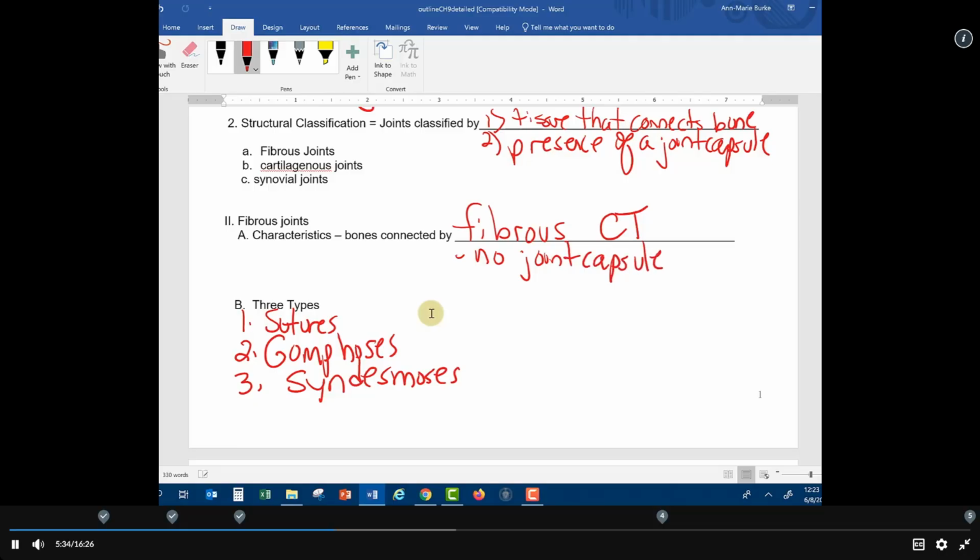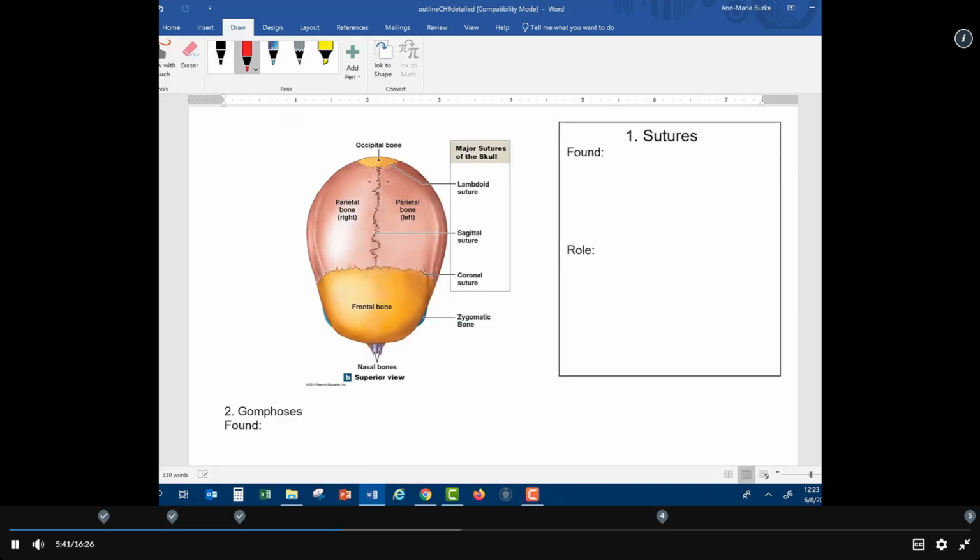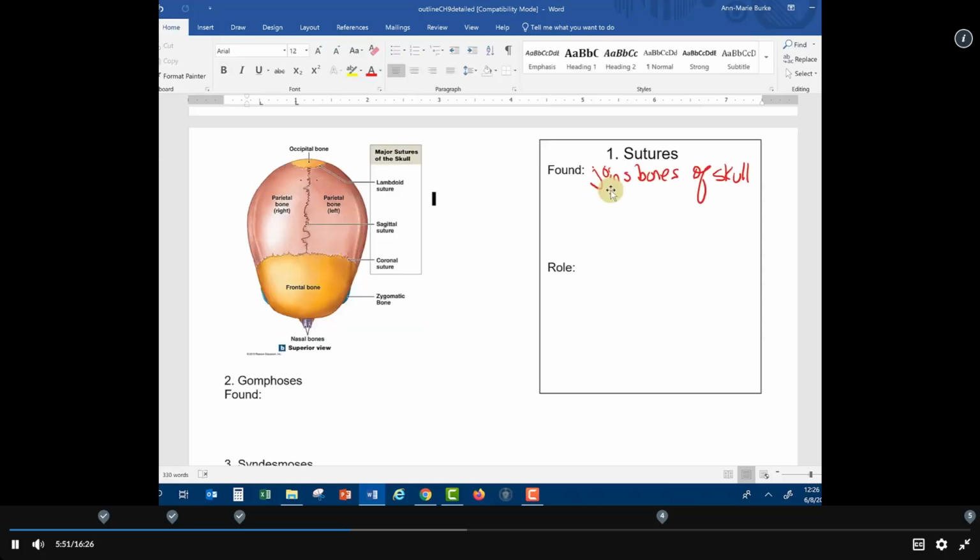So let's take a look at the fibrous joints here, and we're going to move down here. And we said there's three types. The first type is a suture. Sutures join the bones of the skull. They are often called seams because they look kind of like the seams that people use when they're sewing, and these are immovable joints.